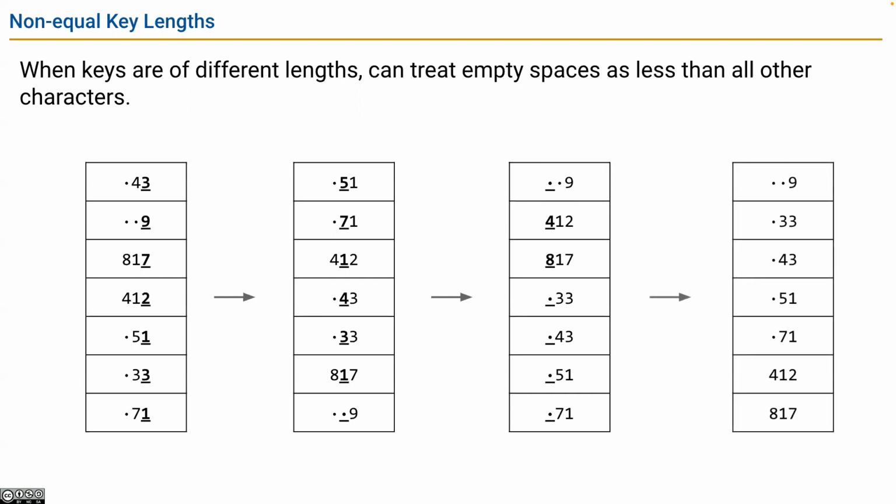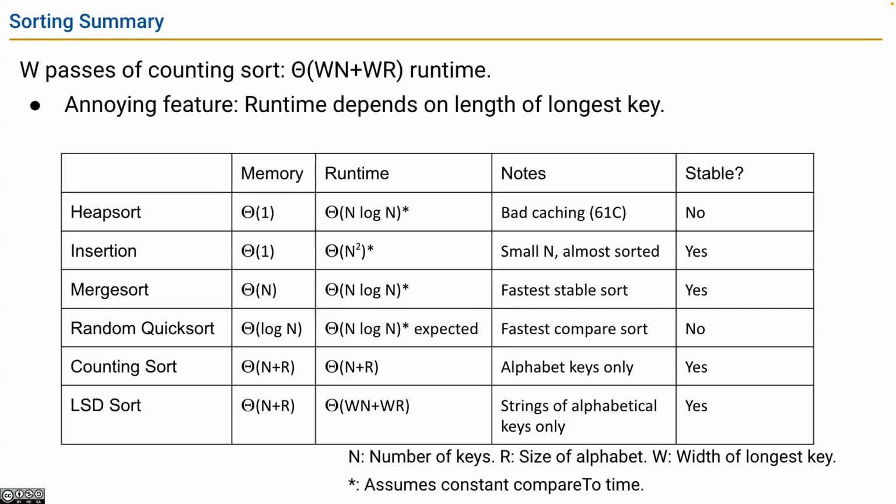Okay. All right. So what we end up doing, as I said, was W passes of counting sort. But we have this annoying feature that the runtime depends on the length of the longest key, which isn't ideal. Okay. So I'm going to call back some old friends, and I'm going to have now an asterisk next to them. This asterisk is new on this slide.